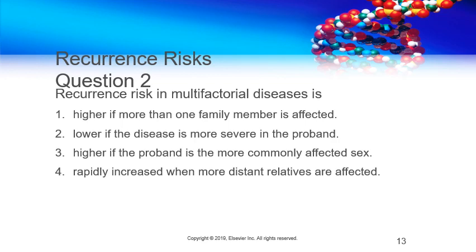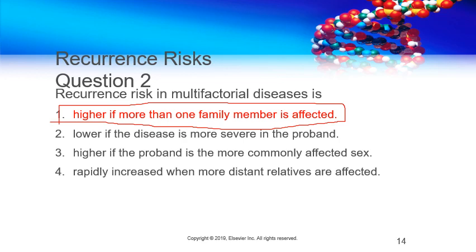Okay, so recurrence risk in multifactorial disease is higher if more than one family member is affected, lower if the disease is more severe in the proband, higher if the proband is the more commonly affected sex, or rapidly increased when more distant relatives are affected. Let's see what the answer is. And hopefully you said it's number one. Higher if more than one family member is affected, okay?